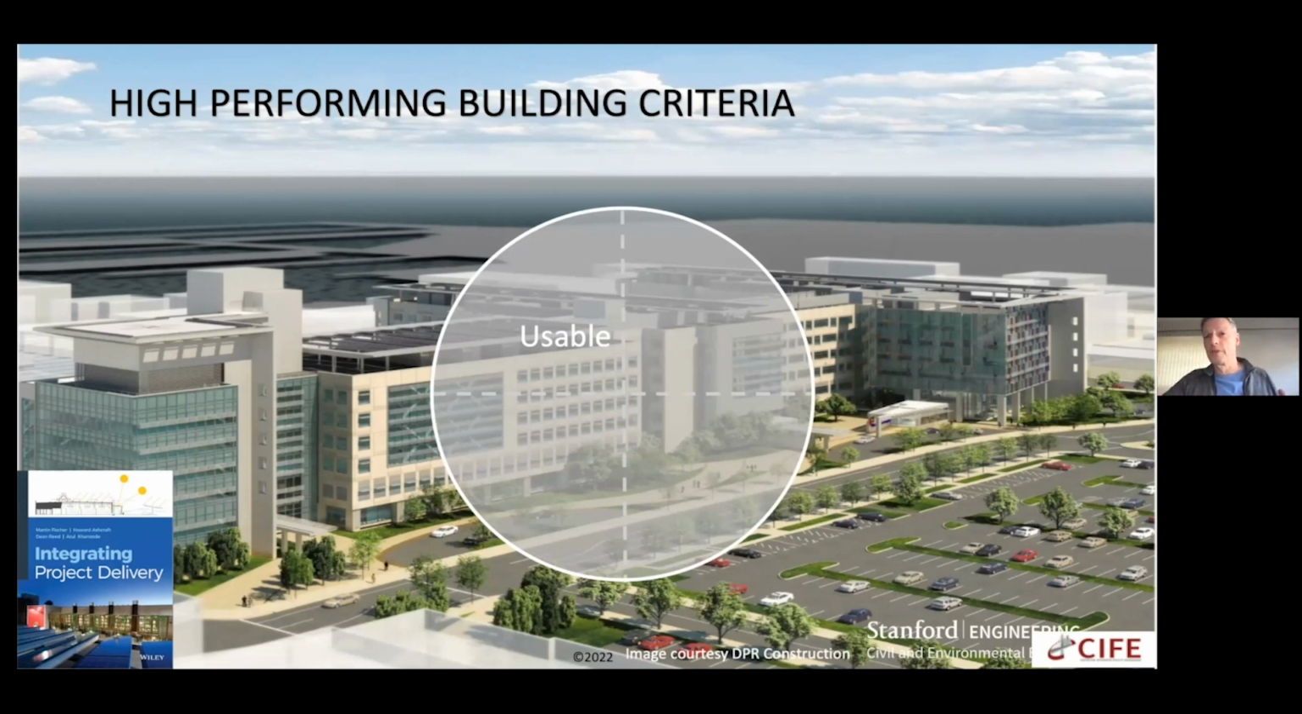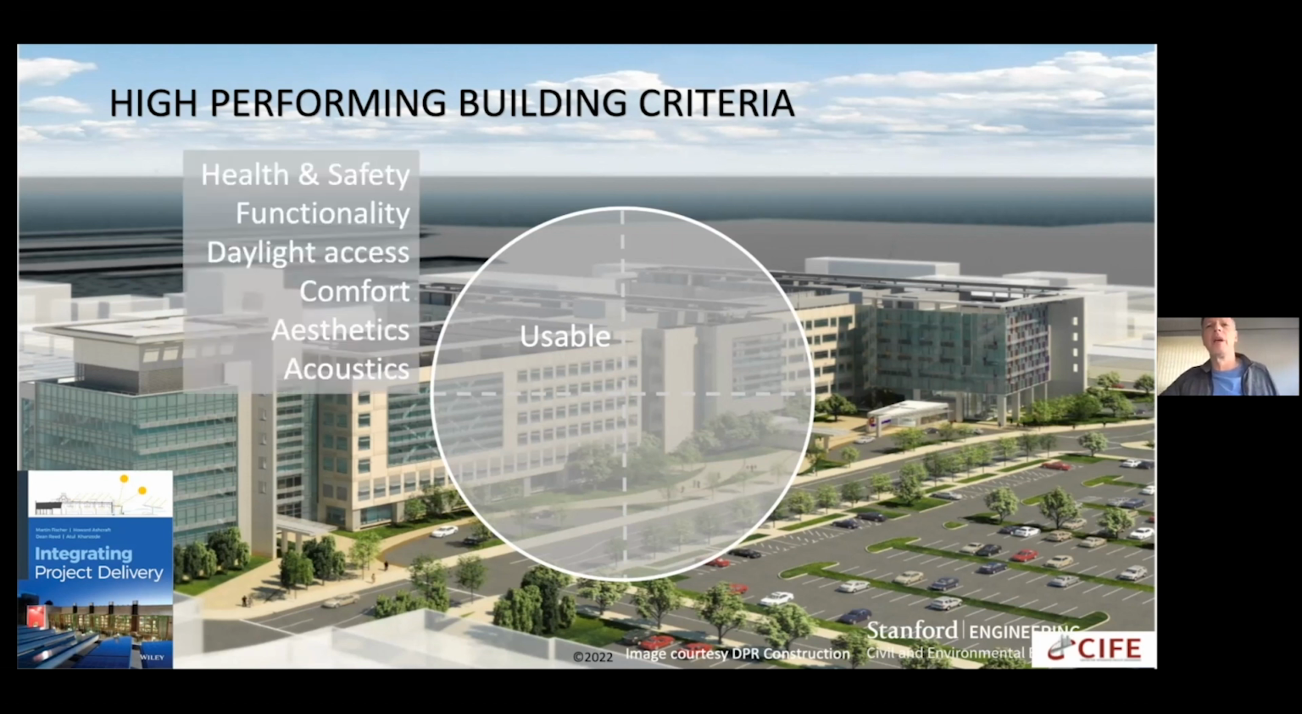So first and foremost, the users. For me, that's really the most important, not that the others are not important, but it's the most important because that's the purpose of the building. And of course, they care about health and safety, functionality, daylight access, comfort, aesthetics, acoustics. So it's categories like these for which we should have performance data and performance targets.